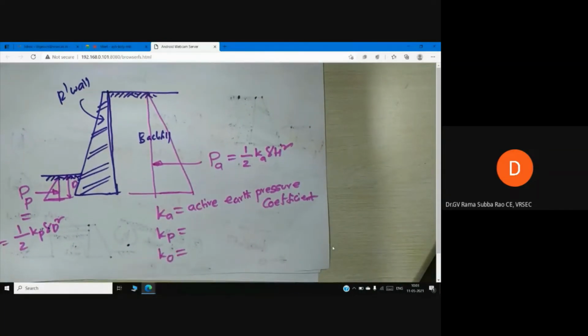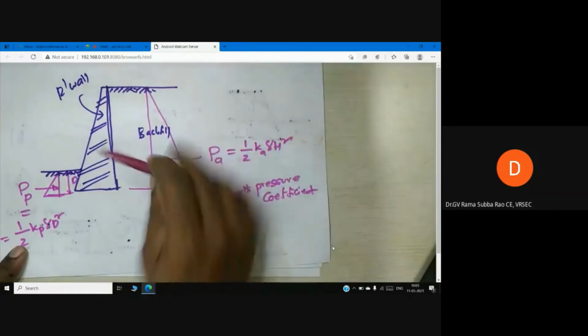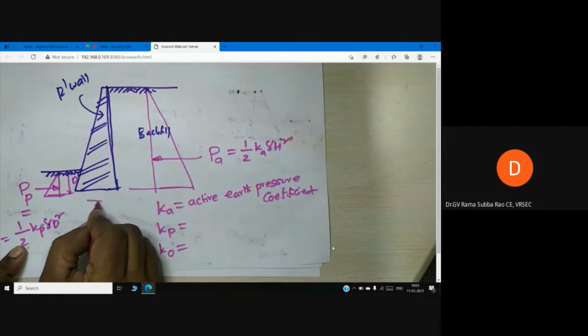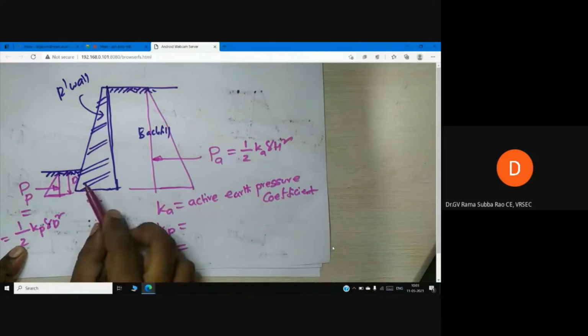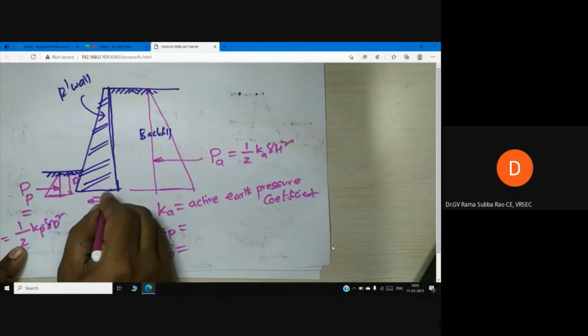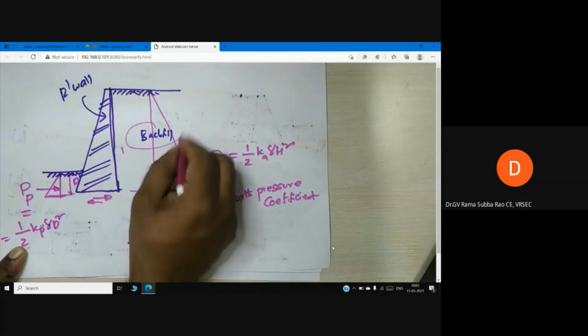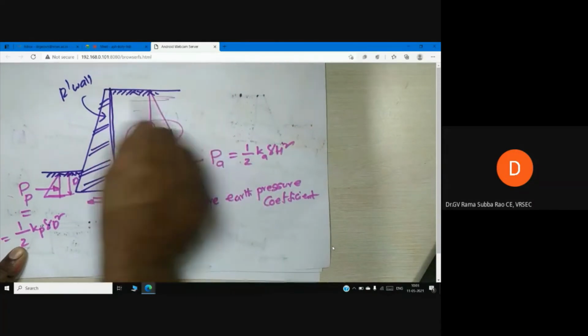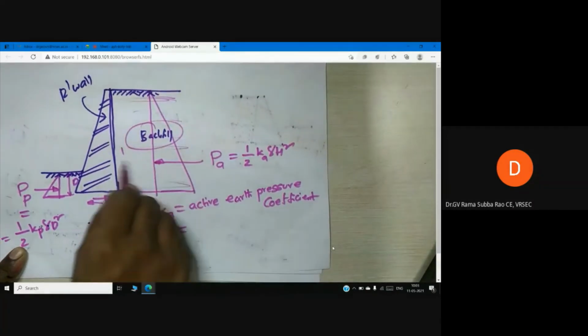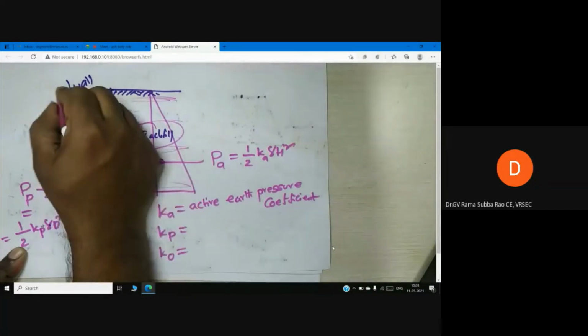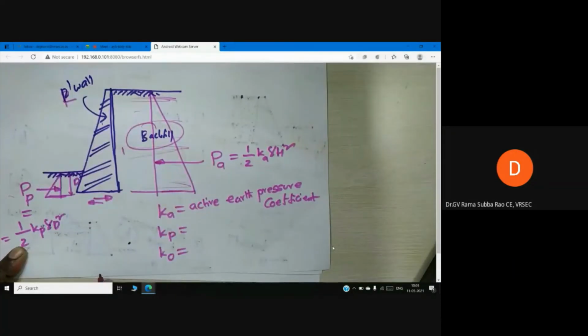On one side, this force is trying to move the wall away from the backfill. This force is trying to move the wall towards the backfill. I hope you got my point. This is backfill. This soil is backfill. This is the wall, the retaining wall. Simply we are writing R wall, retaining wall.